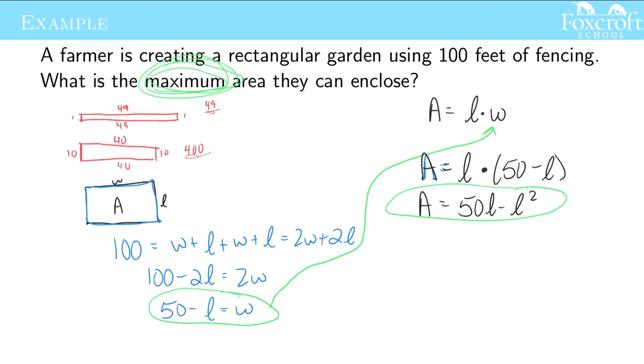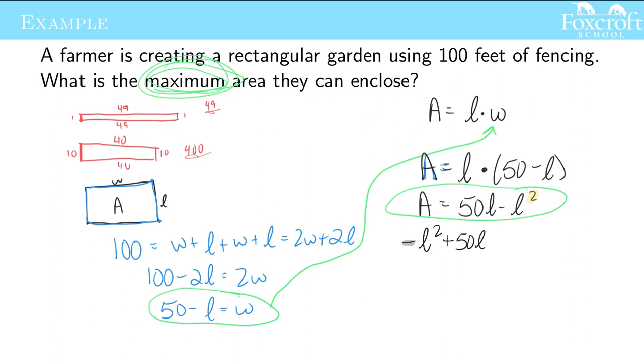All right, and if I want to maximize something that is a quadratic, then I have to find the vertex. So now my final step is to find the vertex of negative L squared plus 50L.